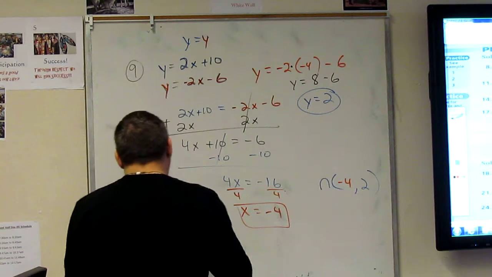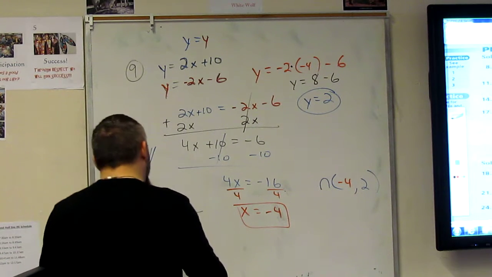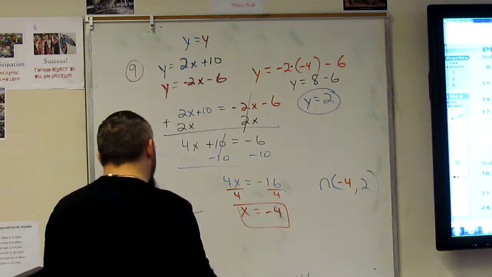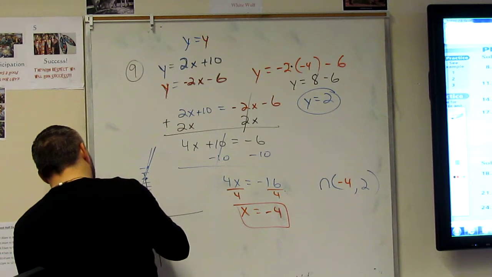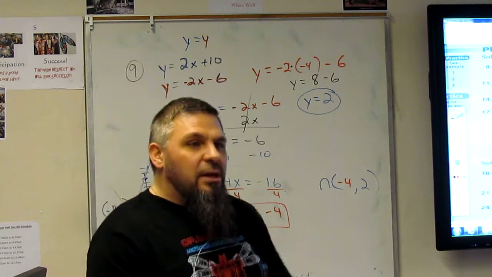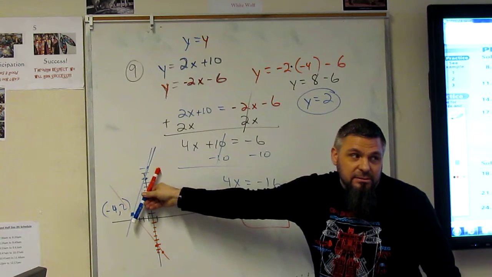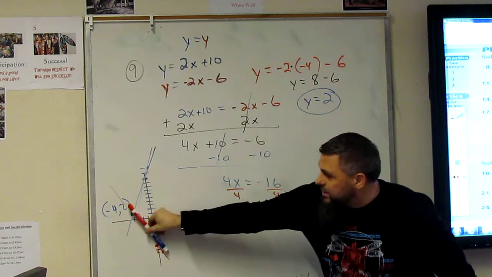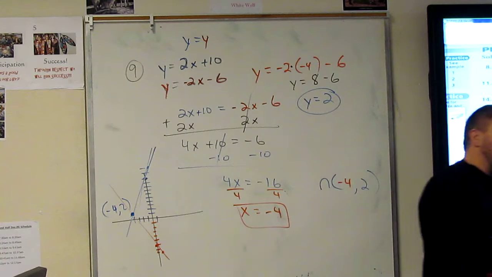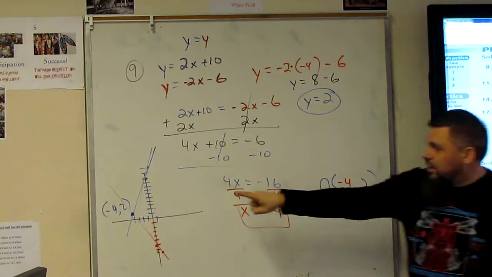Okay? Where do they meet? These two. Now if I did it right, they should meet at negative 4 and 2. That's where these two lines meet. I got this blue line, that's this one. I got this red line, that's this one. And they meet at negative 4, 2. Now, it didn't look like they meet at that point, right? That's because I drew it.